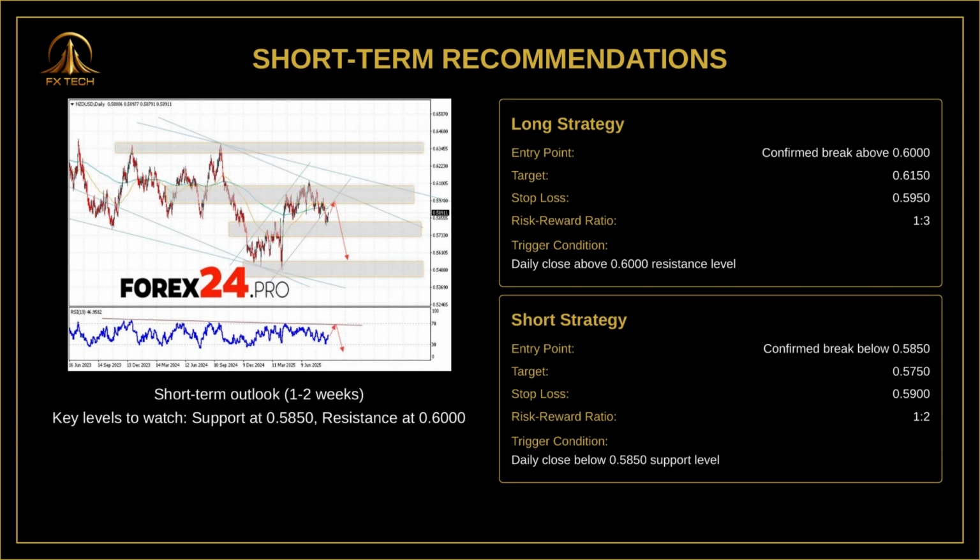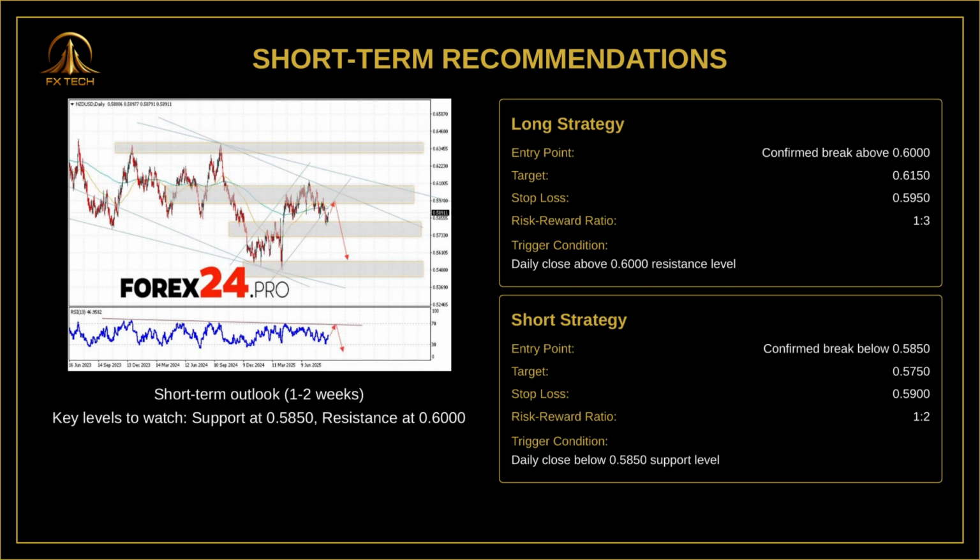For those with a bearish bias, our short strategy is triggered by a confirmed break below the 0.5850 support level. Again, we're looking for a daily close below this level to confirm the breakdown. Once triggered, the target is 0.5750 with a stop loss at 0.5900. This provides a risk-reward ratio of 1 to 2, still favorable for disciplined trading.